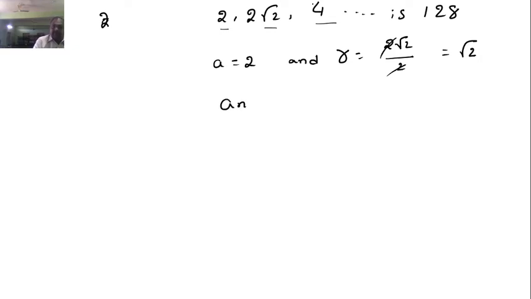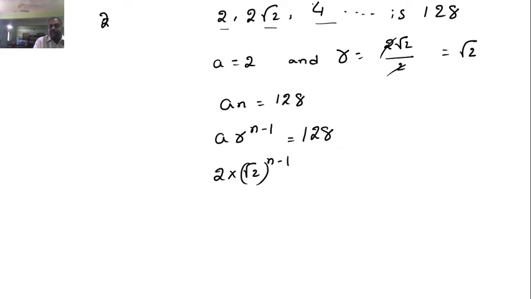An is equal to 128 is given. What is the formula for An? a times r to the power of n minus 1 is equal to 128. a means 2, r means root 2, so (2 times root 2) to the power of n minus 1 is equal to 128. 2 times root 2 means 2 to the power of 1 by 2, whole to the power of n minus 1 is equal to 128.